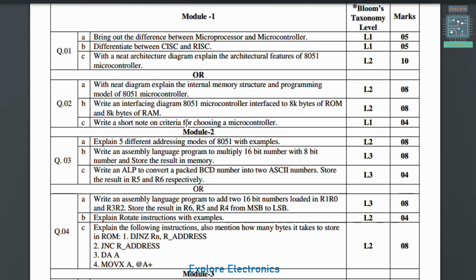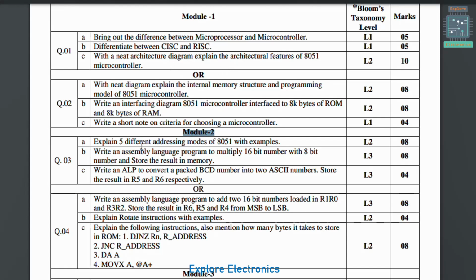And then write a short note on criteria for choosing microcontroller. This is a kind of question where you need to explain about the different microcontrollers and how you are going to choose with respect to them for your application. So these are the questions which are important, we can say, from module 1.